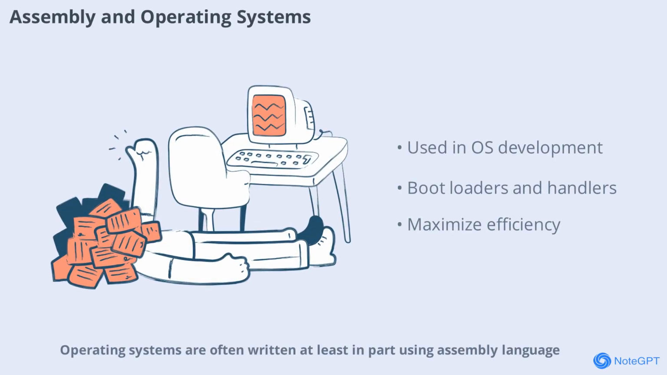Operating systems are often written, at least in part, using assembly language. This allows developers to implement critical functions like bootloaders, interrupt handlers, and context-switching routines with maximum efficiency. Understanding assembly is essential for anyone interested in operating system development or low-level programming.